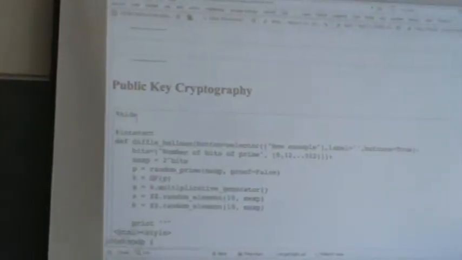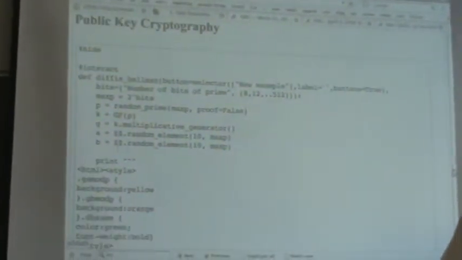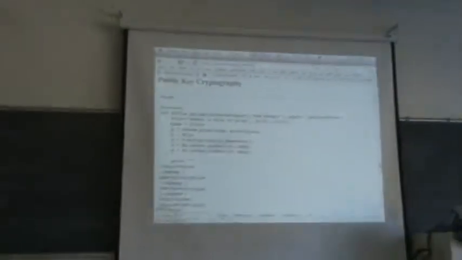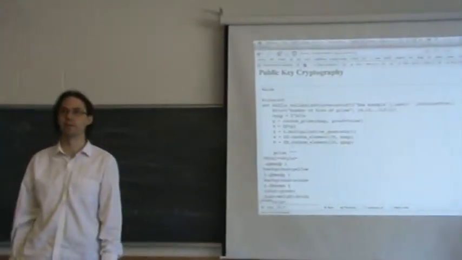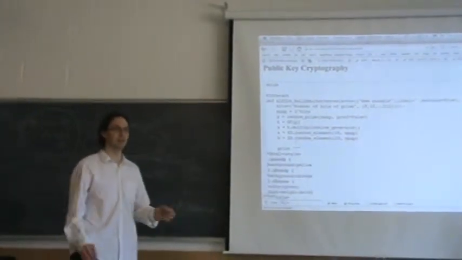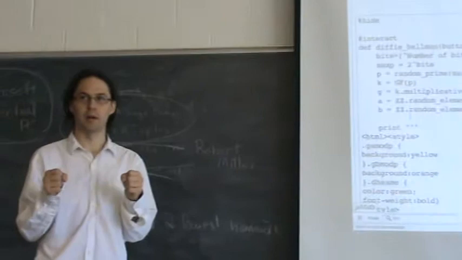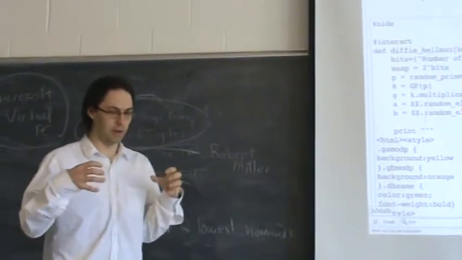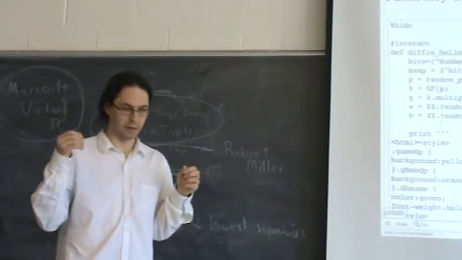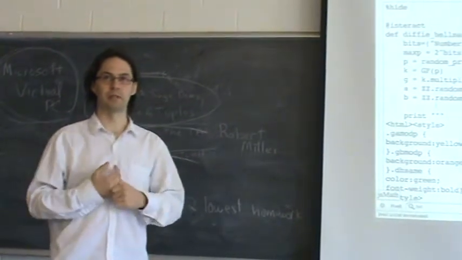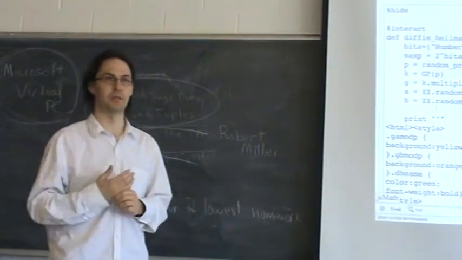Here's a fun example of an implementation of choosing parameters and then displaying the Diffie-Hellman Key Exchange, which is something that comes up in public key cryptography. The Diffie-Hellman Key Exchange was the first ever published example of a way of, in plain view of an adversary, agreeing on a shared private key, which you could then later use for communication.